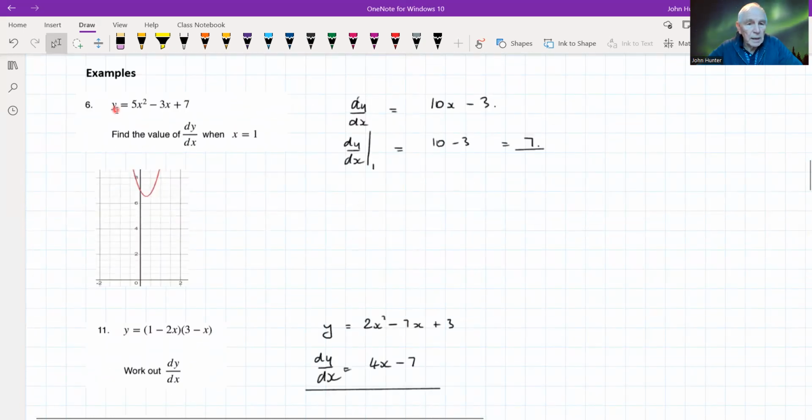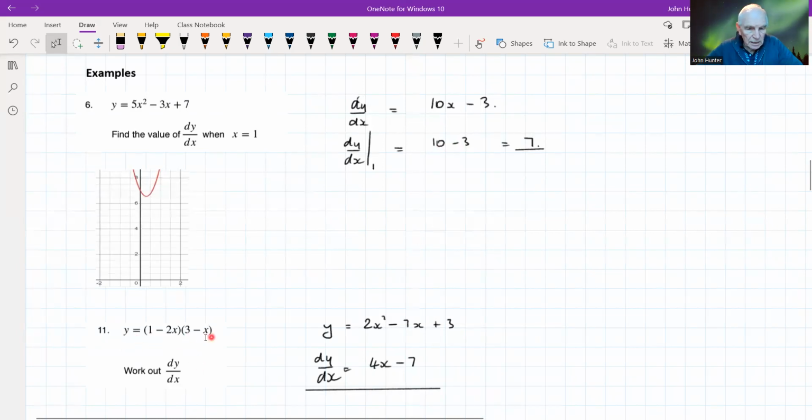Okay, quite simply, here we've got a function 5x squared minus 3x plus 7. Find the value of dy/dx when x equals 1. Well, we'll just follow the power rule. 2 times 5 is 10, so 10x, and then minus 3. The 7, as I say, is just a constant, so it disappears. And then we're going to evaluate that when x equals 1. So we're using this notation here, this line down with 1 there. That means we're just evaluating it at 1. And that's going to give us 10 times 1 minus 3, 7. So that's it.